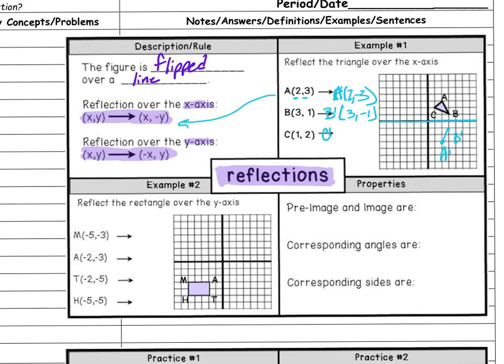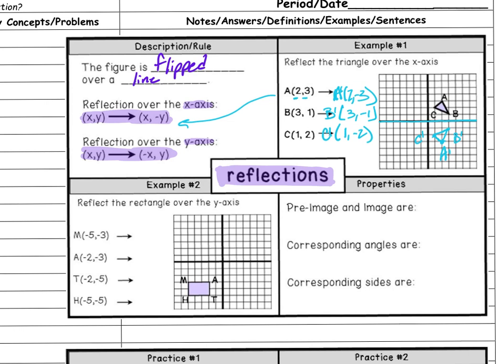And then we're going to do C prime. C prime is 2 away, 1, 2. So there's C prime. And there's my figure reflected over it. And C prime is at the location (1, -2). And that's our reflection. Okay, awesome.